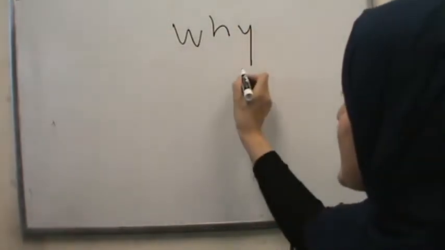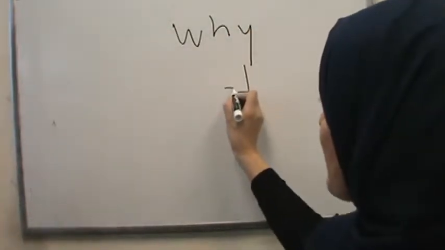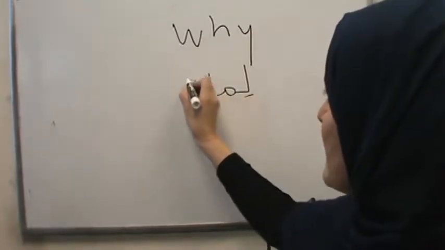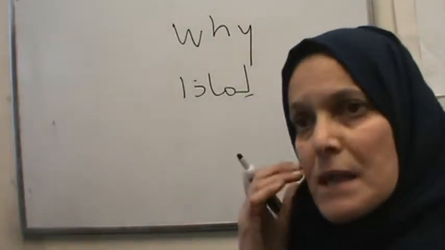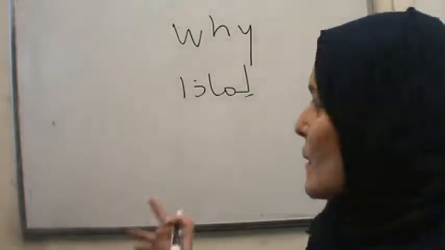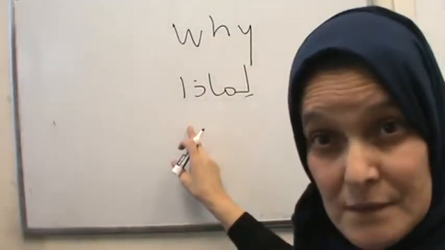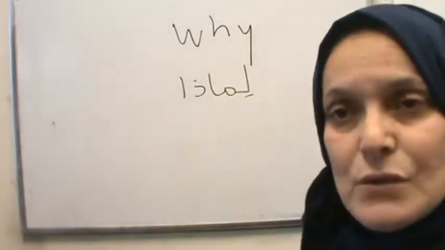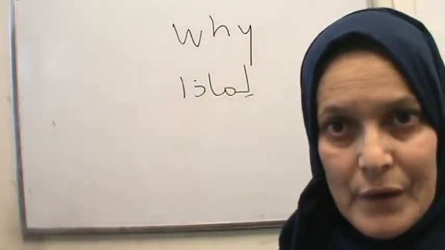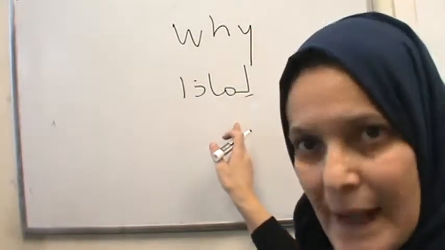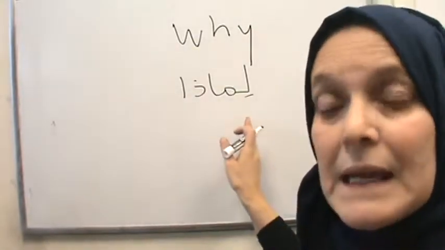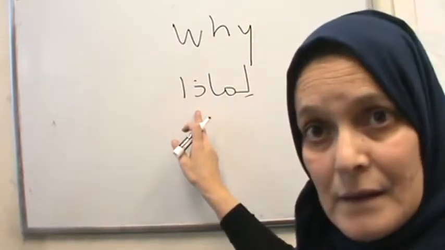Why? لماذا. And actually, if you ask me how, it's a combination of "for what." Because the li is also "for," and ماذا is "what" with the verb. So like, for what. لماذا is why.